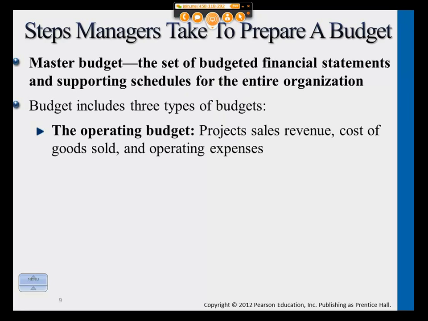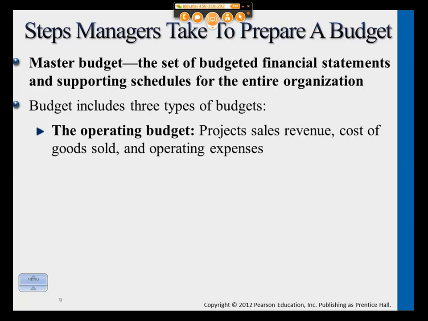And you might see it somewhere. All right, so what are the steps that we take to prepare a budget? So master budget is, as it sounds, something much bigger than your regular budget. And in fact, it is. It includes so many different financial statements and supporting schedules for the entire organization. Okay, your master is like the major one.